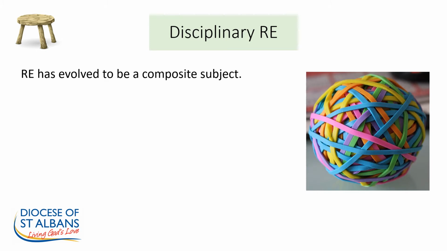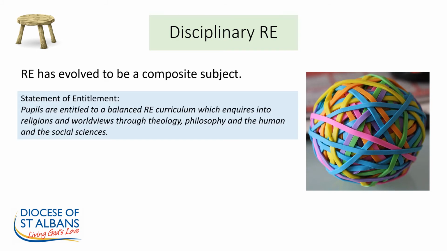And within religious education, although there are lots of discussions about it, it seems to be moving towards this idea of a balanced stool, where you have the three disciplines of theology, philosophy, and the human and social sciences. And this has certainly been reflected in two key documents in Church of England schools.